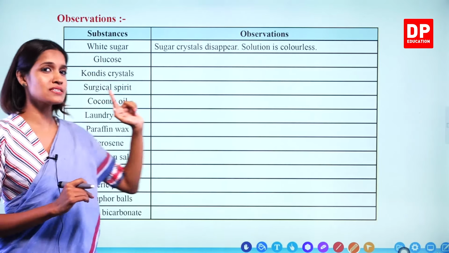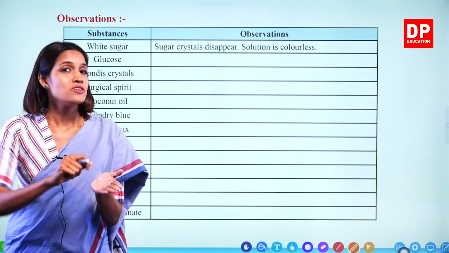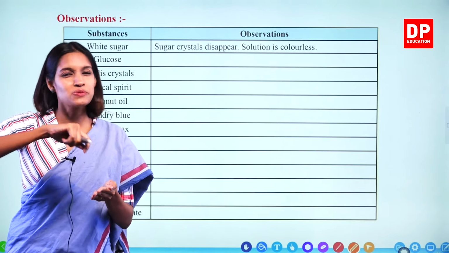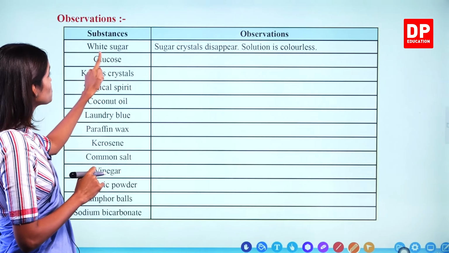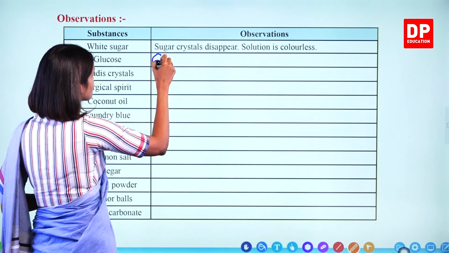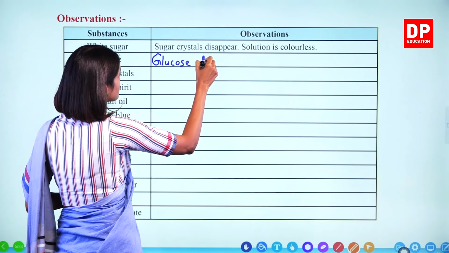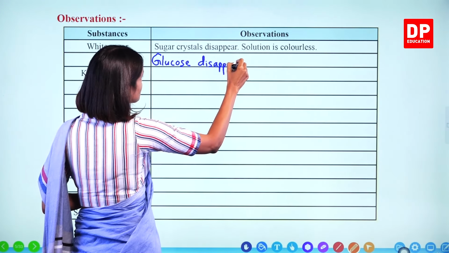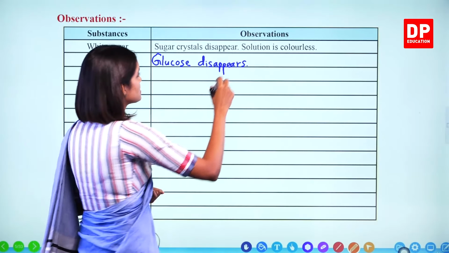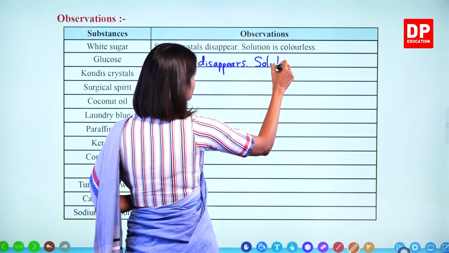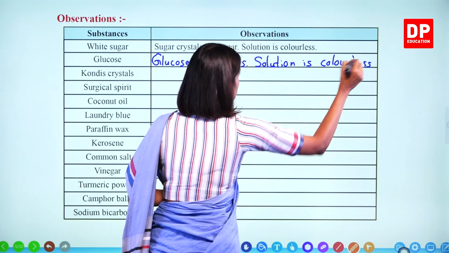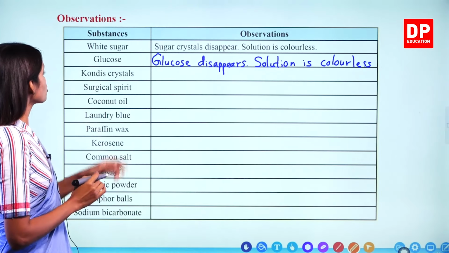What is the second one? Glucose. Glucose is a white color powder. So what happened when I added some glucose to water? It again mixes with water really well, right? So glucose gives the same observation. We will write glucose disappears. And after dissolving, what is the color of the solution? It was colorless. Solution is colorless.